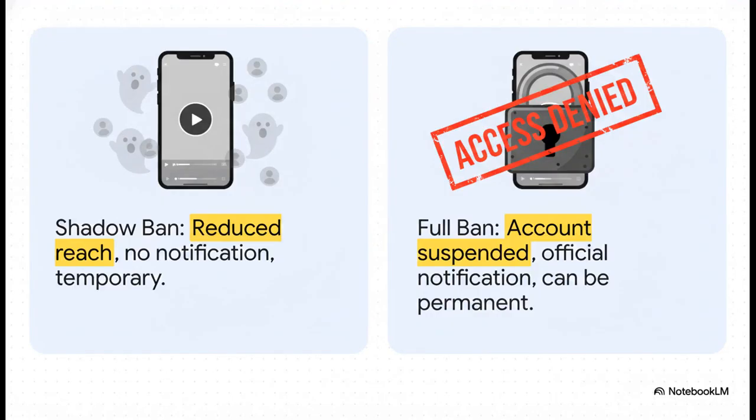A lot of creators get these two mixed up, so let's make it real simple. A shadow ban is a soft ban. It's sneaky. You don't get a notification, but your views just tank. A full ban is a hard ban. You're locked out and you know it. Knowing which one you might be up against is the first step to fixing it.